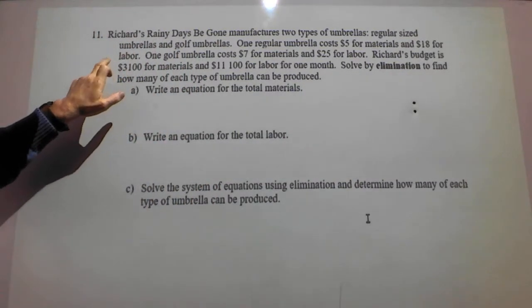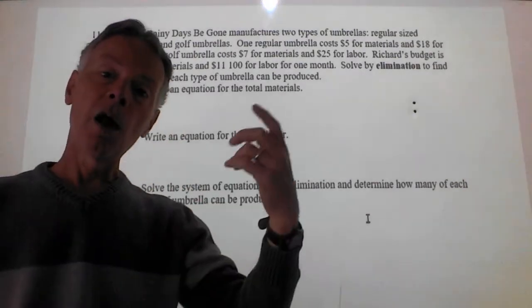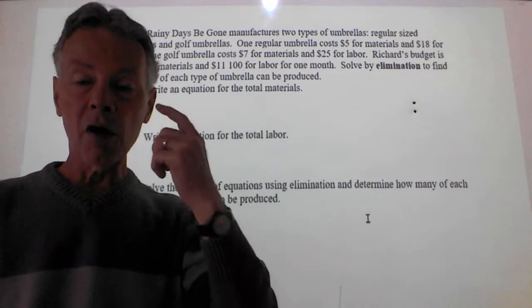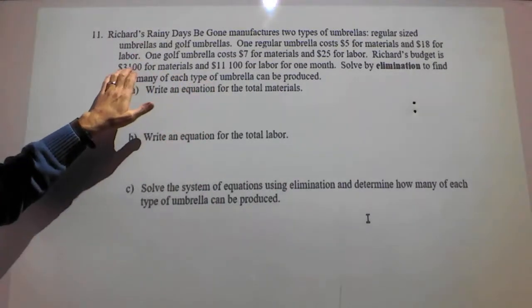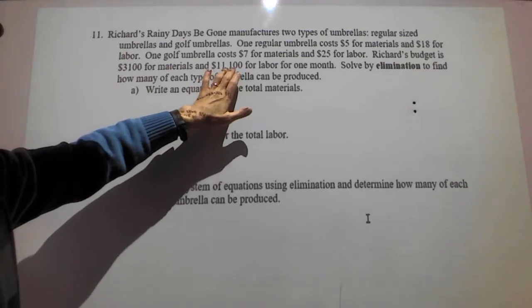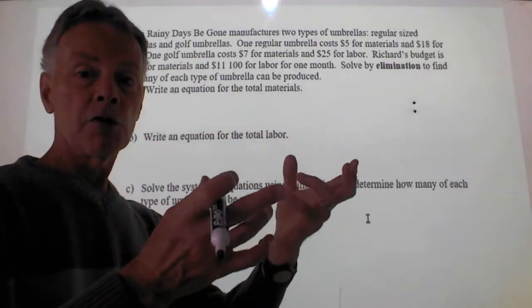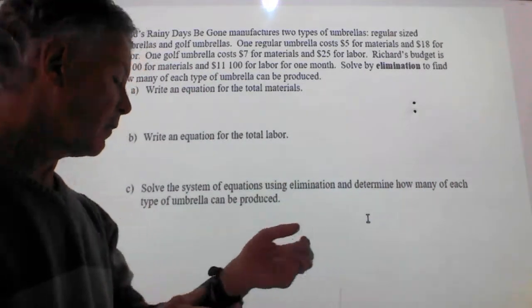Richard's budget is $3,100 in total for materials, so the regular umbrellas plus the golf umbrellas, he can only pay that much for all of his materials. Similarly, he can only pay $11,100 for all of the labor, regular umbrellas plus golf umbrellas combined.